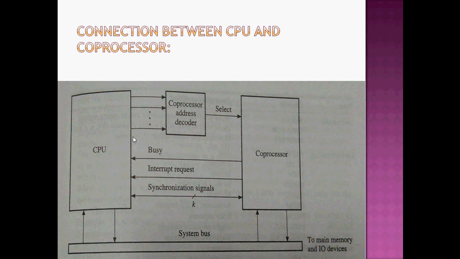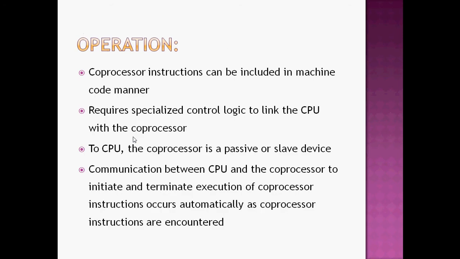This is the connection between the CPU and coprocessor, which is connected through the system bus through several channels. It consists of a decoder, interrupt request, synchronization signals, and the main connection from the system bus is given to main memory and IO devices. In its operation, the instructions of the coprocessor can be included in machine code. It requires specialized control logic to link the CPU with the coprocessor. To the CPU, the coprocessor is actually a passive or slave device.